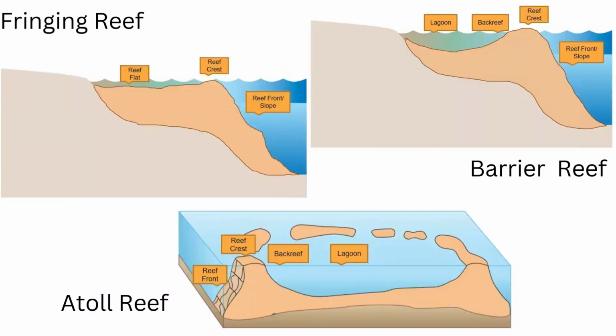There are three main types of coral reefs. These are fringing reef, barrier reef, and atoll reef. A fringing reef has a shallow and narrow lagoon because it is closer to the coast. A barrier reef has a deeper and wider lagoon as it is further away from the coast, and an atoll reef is a series of reef islands surrounding a lagoon which lies above an island which has subsided.